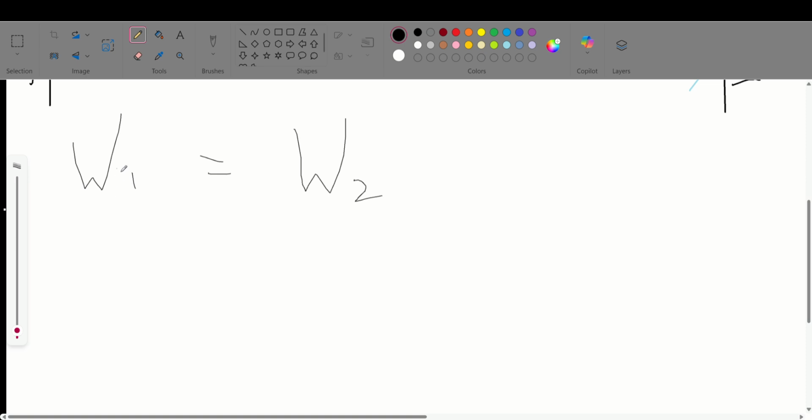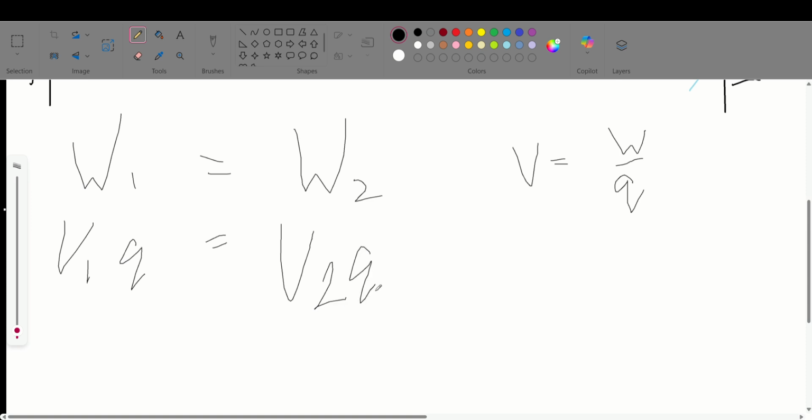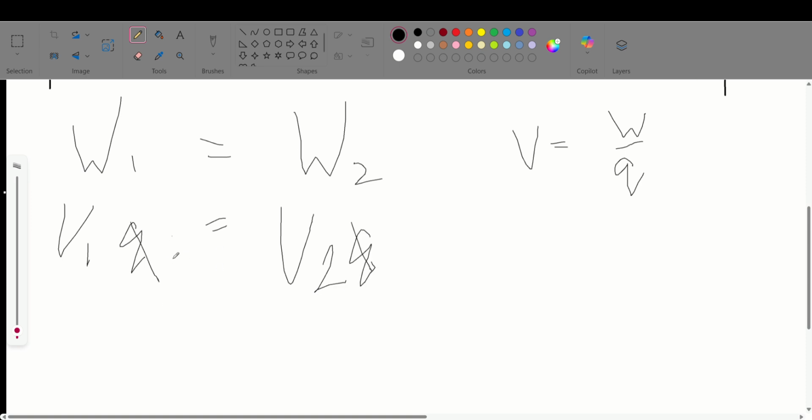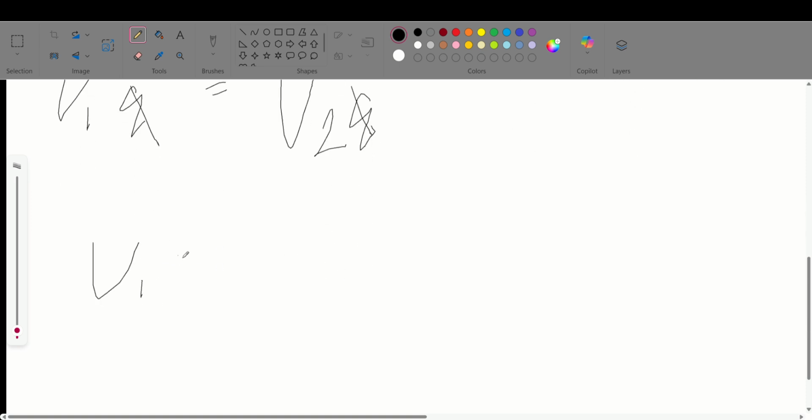Now what we know is that the voltage of a system, or the potential difference, is the work done in moving a point charge, right? So we can replace the W's with VQ. So V1Q would be equal to V2Q. I know the Q's cancel out, so that gives us V1 is equal to V2.